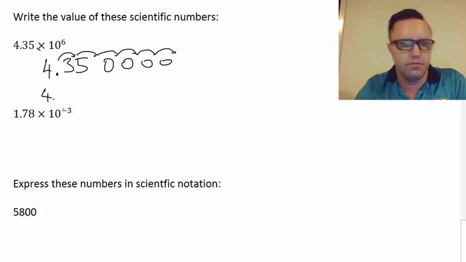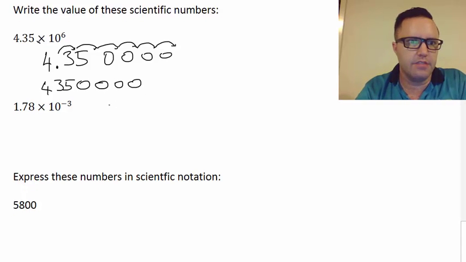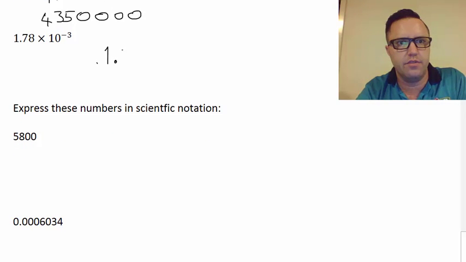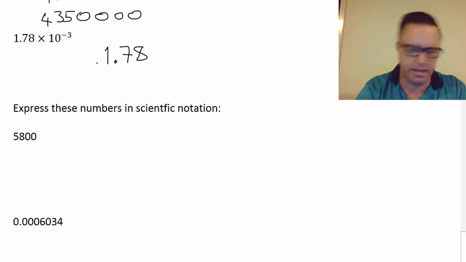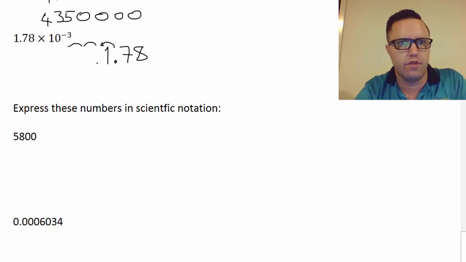Okay, so we have 4, whoops, don't need a point, 4, 3, 5, 0, 0, 0, 0. Okay. There's our number. And this one here, 1.78 times 10 to the negative 3. Again, you write your number, the significant figures that are given you, 1.78. And then we move our decimal point this time, because the negative value, we move it back the opposite direction. So we're going to go 1, 2, 3.